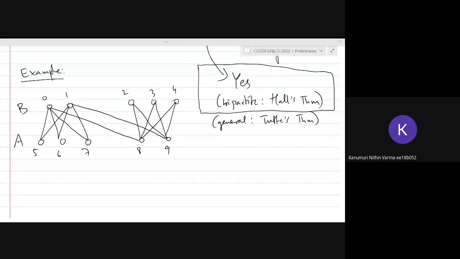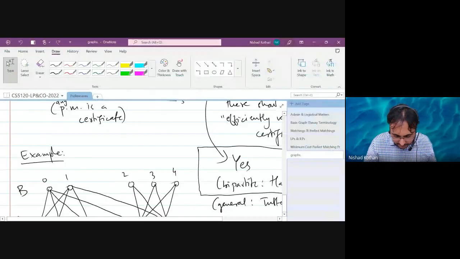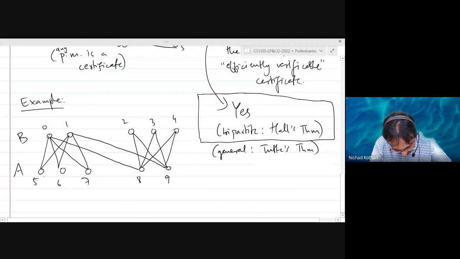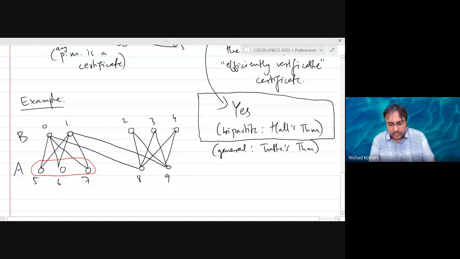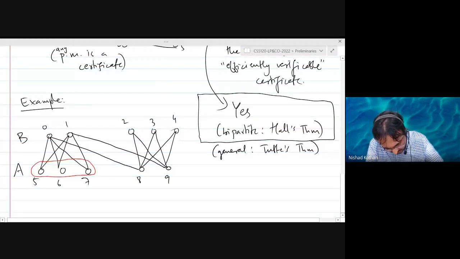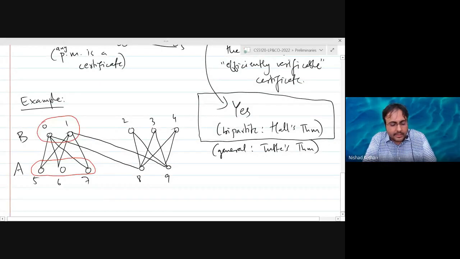If we choose the vertices 5, 6, and 7, the adjacent vertices are only 0, 1. So let's look at 5, 6, and 7. That's a good thing to look at. Let us consider this set of vertices. So you are saying that this set of vertices 5, 6, 7 has only two neighbors. Is that right? Yeah. Okay.